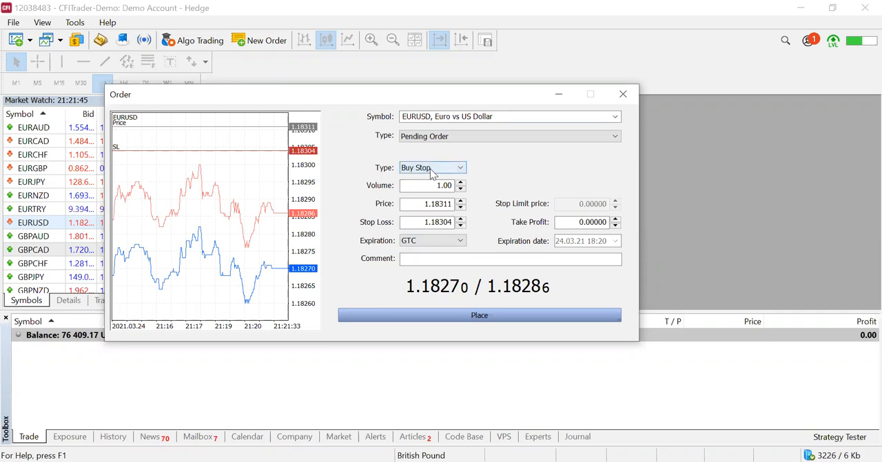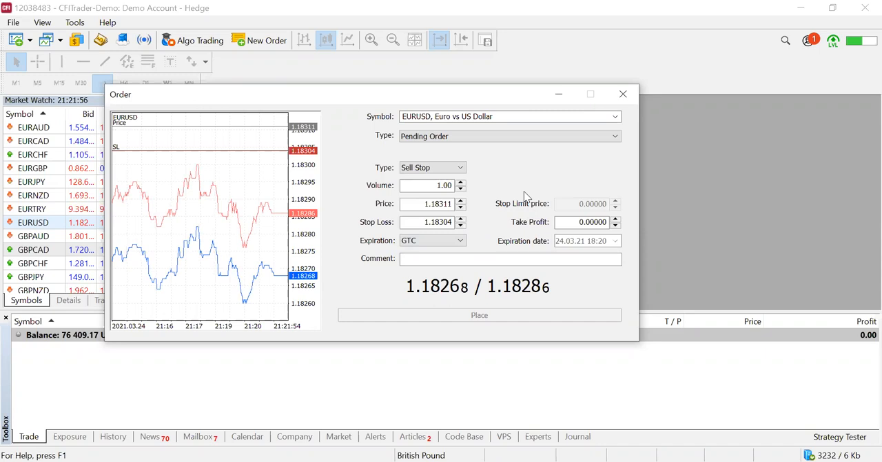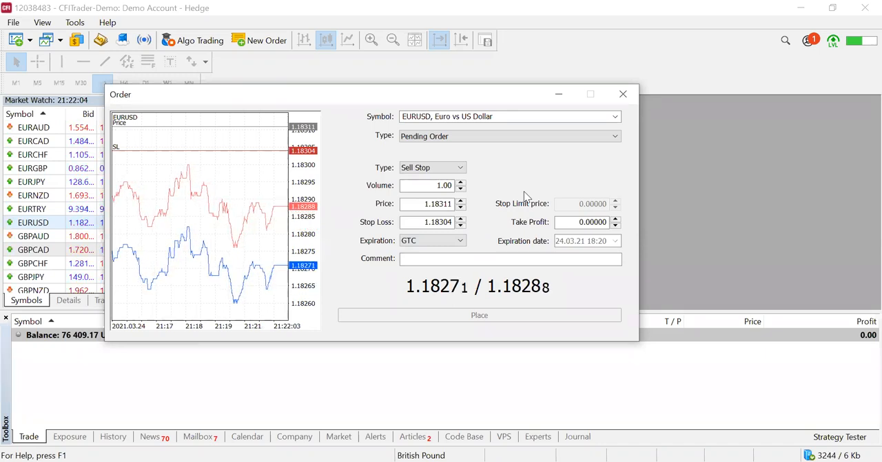Okay, so now let's move on to the sell stop order. It is essentially the opposite, okay? That is if you're looking to go short, and you think that after reaching a specific price the market will continue to go in that direction, then you place your order below the current market price, okay? And then obviously with the stop loss, just make sure you put it above that price.